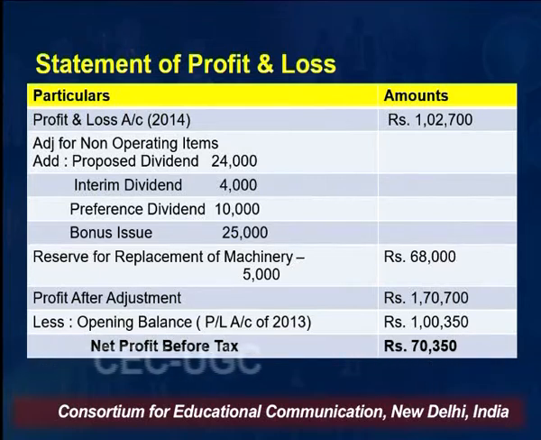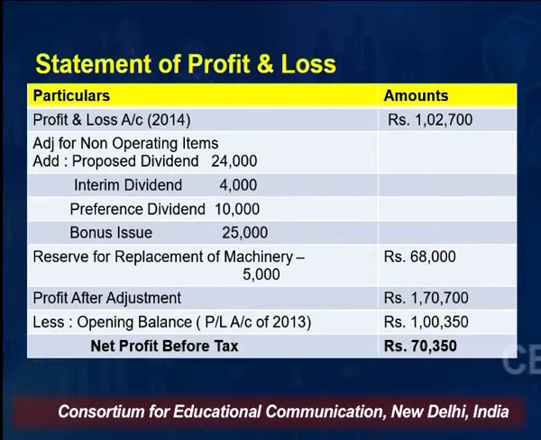Another transfer, which was a non-cash transfer, was reserve for replacement of machinery of rupees 5,000, that has also been nullified. We have added it back. After making this nullification of non-operating and non-cash items, we have found the profit after adjustment, that is rupees 1,70,700. And we have the opening balance also. So opening balance of profit was 1,03,350. The difference will give me net profit before tax.